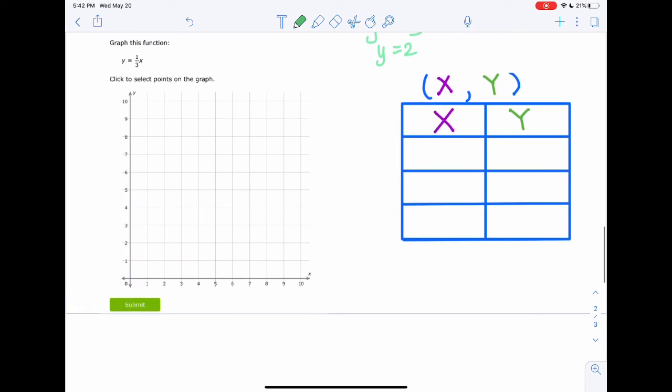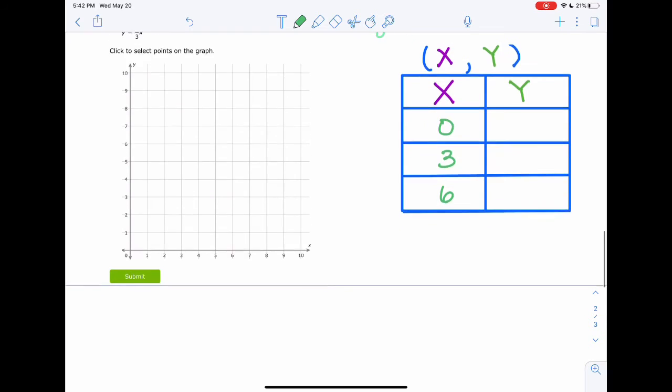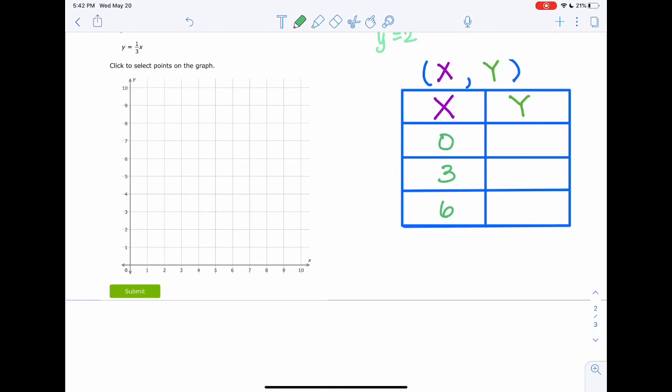One more, you guys. Try to do this one on your own. Or first, let's pick numbers, right? I always pick 0. And then I like to pick the number in the denominator when I have a fraction. So I have 3. 3 plus 3 is 6. So I'm going to put 6 in there. Okay, so go ahead and pause. See if you can find the points on your own.